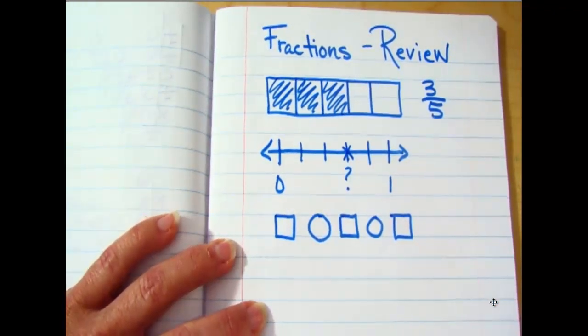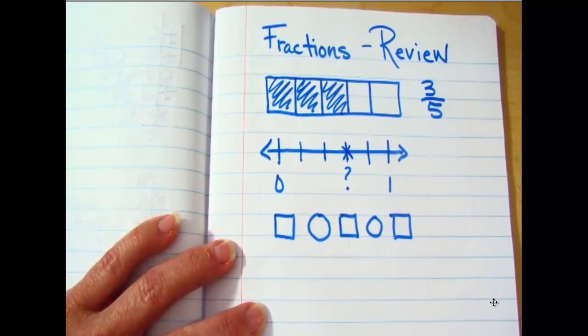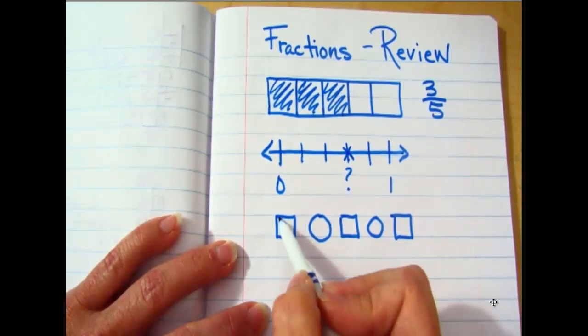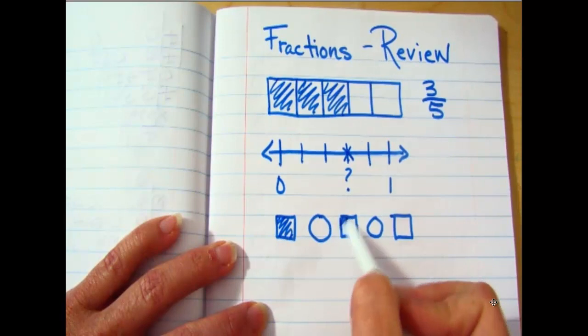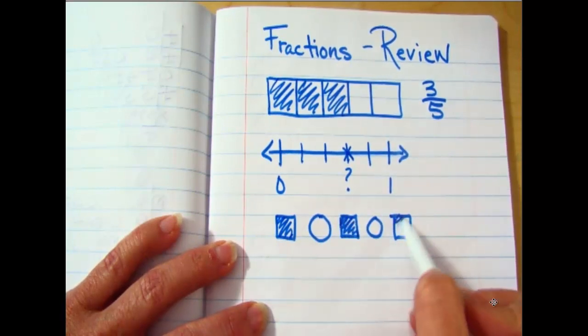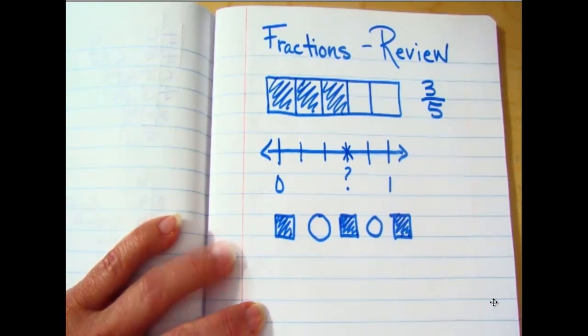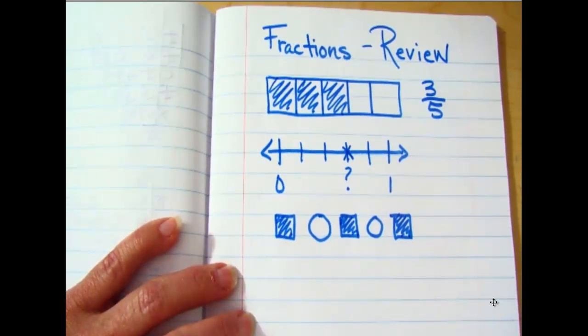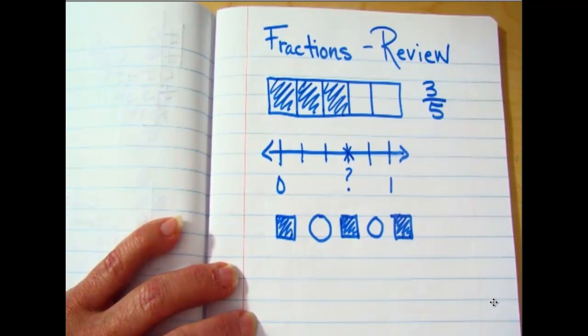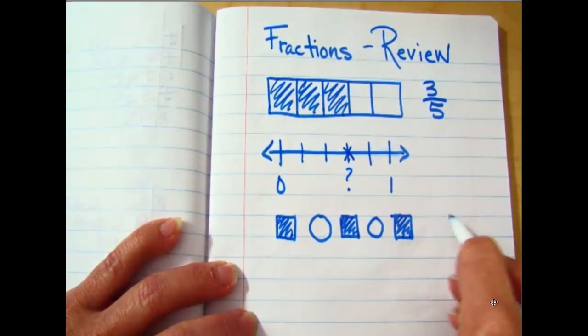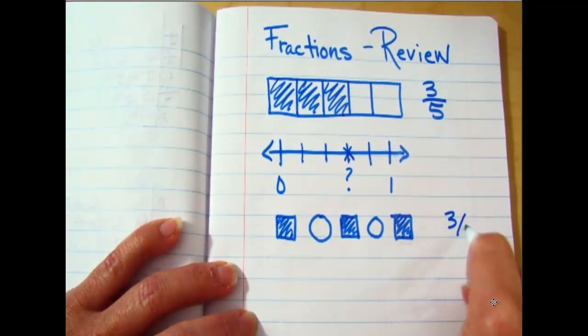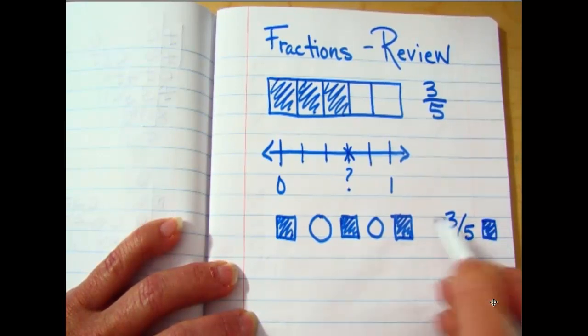What if I wanted to show something to represent the number of squares in this set? What would I write to represent the number of squares in that set? AJ? 3/5. This is part of a set, and 3/5 of them are squares.